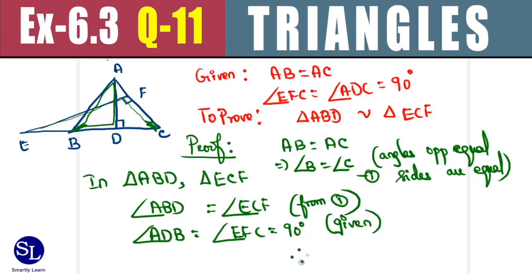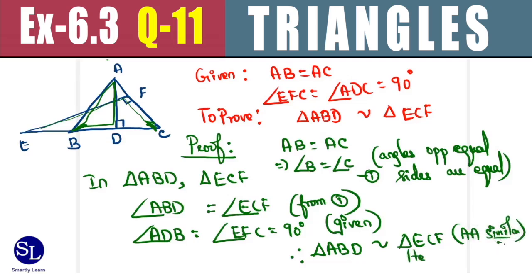Now, therefore, we have two angles that are equal. Therefore, triangle ABD is similar to triangle ECF using AA similarity, and hence proved.